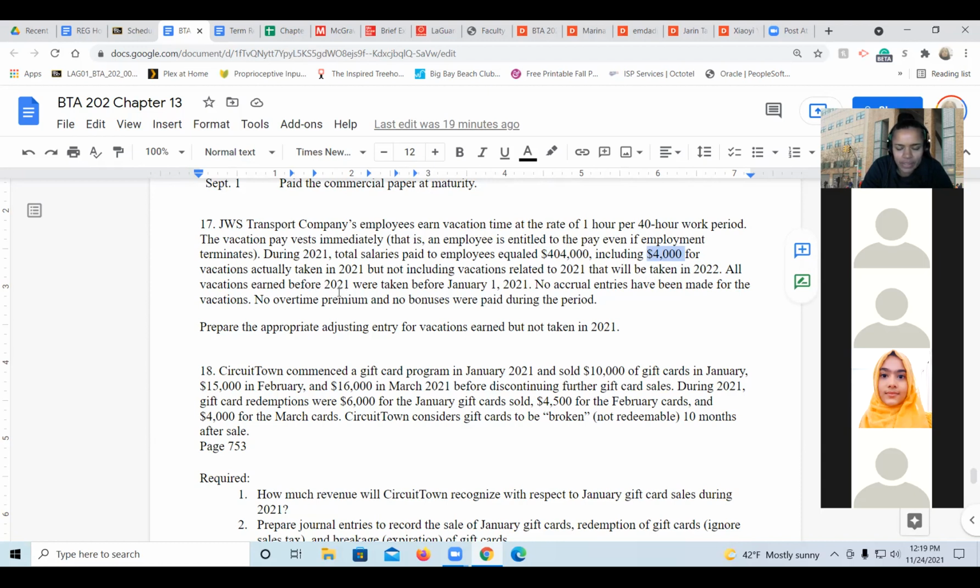All vacations earned before 2021 were taken before January 2021. So they're telling you there's no vacation pay related to 2020 in this number. No accrual entries have been made for the vacations, no overtime premium, and no bonuses were paid during the period. So no one worked overtime, so you don't have to account for more than a 40-hour work week, and there are no bonuses to accrue for. Prepare the appropriate adjusting entry for vacations earned but not taken in 2021. So take a minute to let this sink in, or take a picture of the question, ask me any questions that you have about the question, and then I'll work it out on the Google Doc.